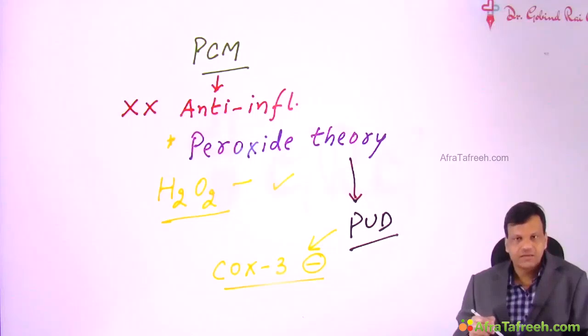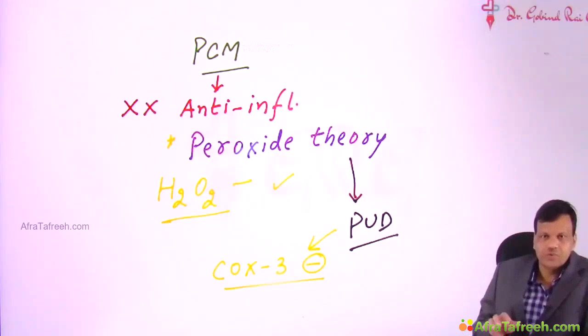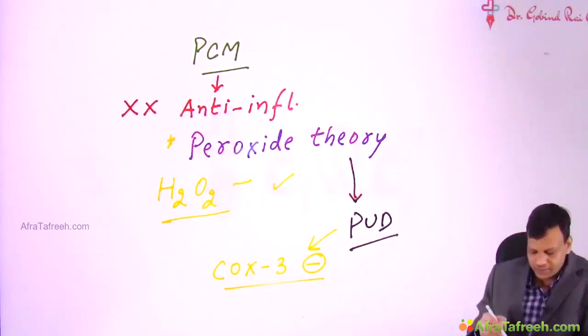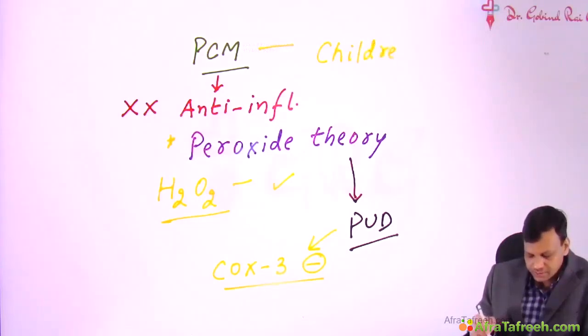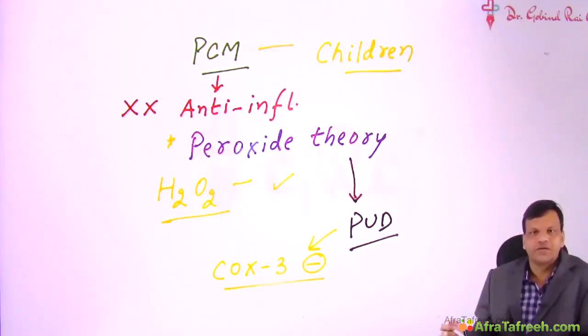Similarly, in the GIT, in the stomach, which is a peripheral area, this does not work, so it has less risk of causing peptic ulcer disease. So this is one important thing about paracetamol. It does not possess anti-inflammatory activity. Although paracetamol is also approved in children, remember paracetamol is used for fever and pain only, whereas if we want to use an anti-inflammatory drug in children, it has to be ibuprofen.